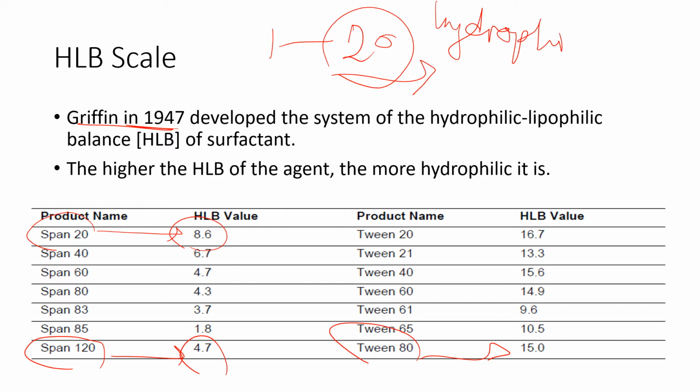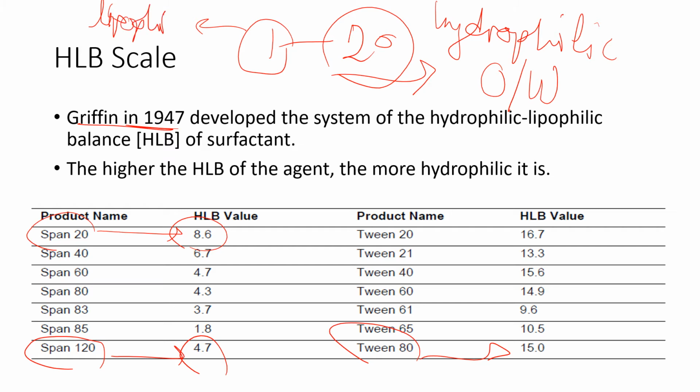And if the surfactant is hydrophilic, it likes water, so it will prefer making oil in water emulsion. If the number is closer to 1 or 2 or 3, it means that the surfactant is lipophilic. And again, if the surfactant is lipophilic, it will make water in oil emulsion.